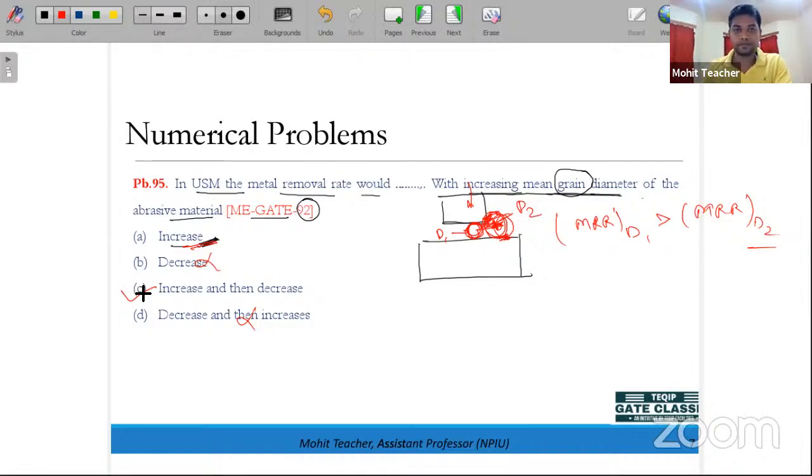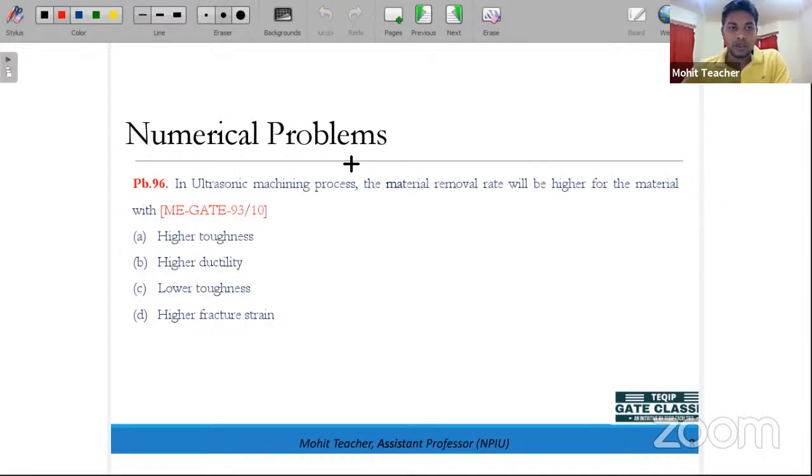Good, very good. Okay, next: in the ultrasonic machining process, the material removal rate will be higher for the material with what property? The question was asked in the GATE examination two times in mechanical, in '93 as well as in '10. So in ultrasonic machining, the material removal rate will be higher for which material?